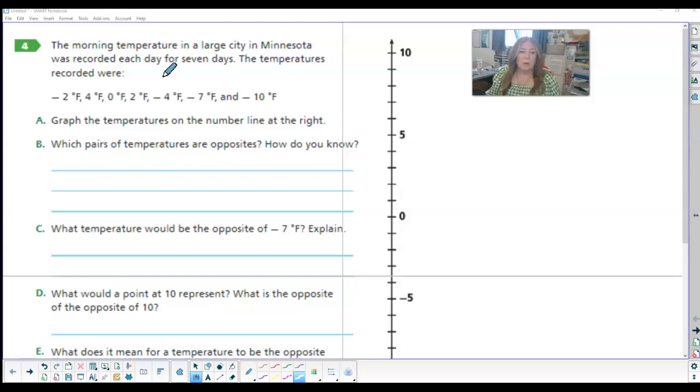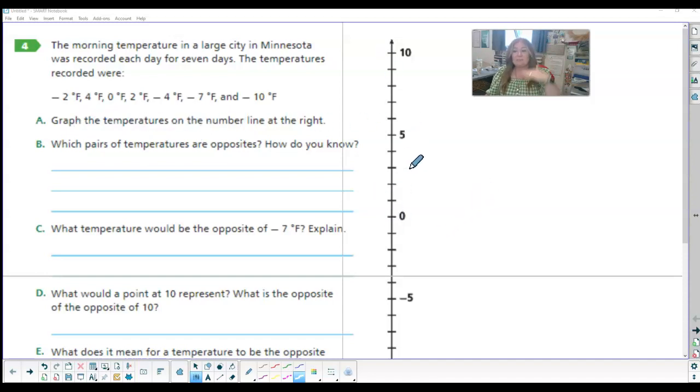This is for 1.1 task 4, so you should be following along in your book and doing this with me. It says the morning temperature in a large city in Minnesota was recorded each day for 7 days. The temperatures recorded were -2, 4, 0, 2, -4, -7, -10. So we're going to graph the temperatures on the number line at the right.